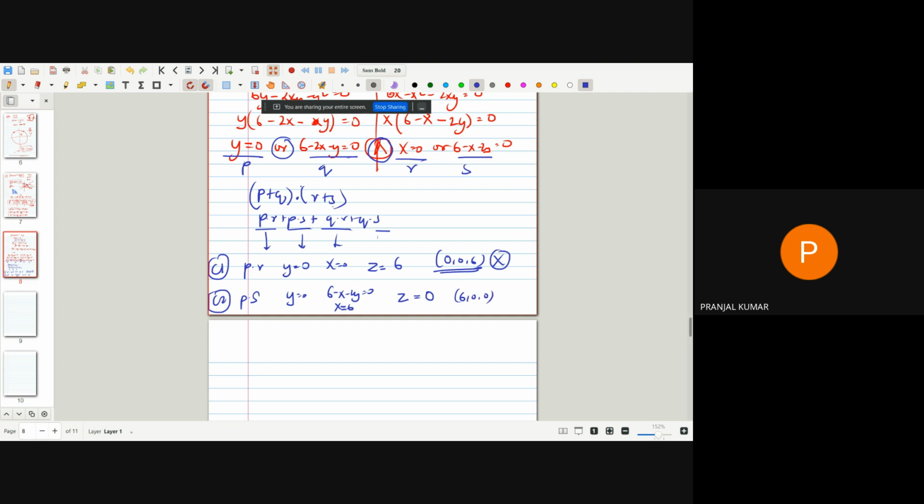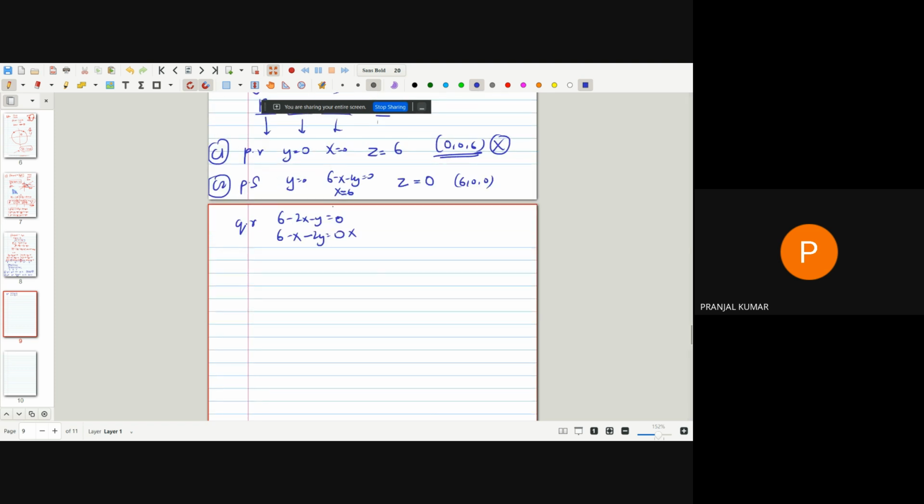Okay. Then again, this is also on boundary. So q dot r, q dot r. I think these two only will be the useful cases. So 6 minus 2x minus y is equal to 0, and 6 minus x minus 2y is equal to 0. So let's multiply this with 2 to equate x's coefficient. Then you get 12 minus 2x minus 4y is equal to 0.